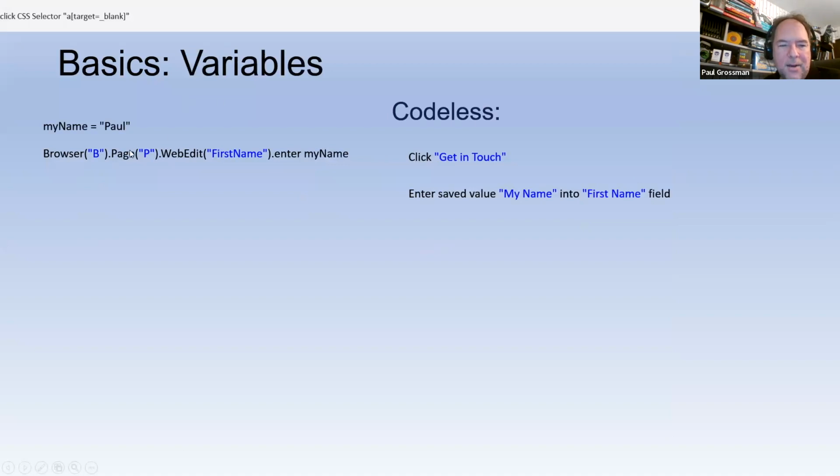Next thing is variables. All right, we need to do variables. When we're doing it in code, okay, my variable name is my name is Paul. I know if you're a Java person, you'd say, hey, that's supposed to be a string, my name. Okay, we're not doing Java, we're doing the basic over here. If we're to do this, there's our element description, and go and enter in my name. So it will take that, my name, the word Paul, and put that in there. So let's go do this in Codeless. I'm clicking on get in touch, and I'm entering a saved value called my name into the first name field. Very similar to what I just did before.